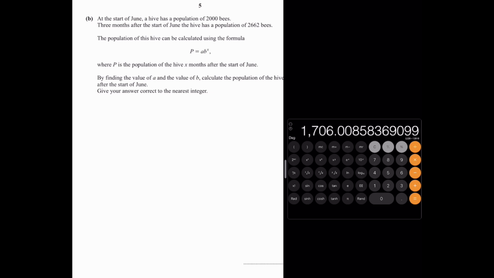Alright, we have two pieces of information about the populations. We have 2,000 bees at the start of June, which is basically 0 months after June. Let's first use this. So the population is 2,000, and that's A times B to the power of 0, since it is at the start of June or 0 months have passed. So that means, simplifying, we get A is equal to 2,000. Now we know that A value. So you can write this as P is equal to 2,000 B to the X.